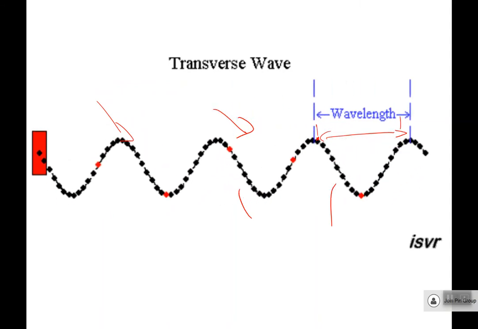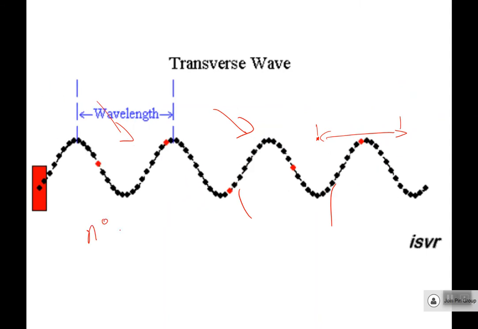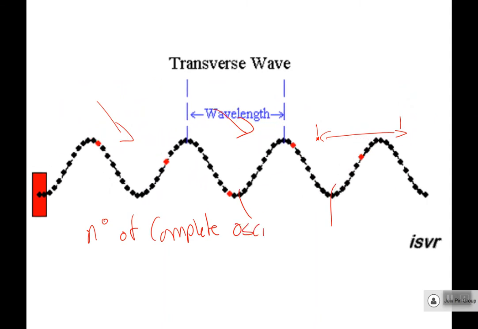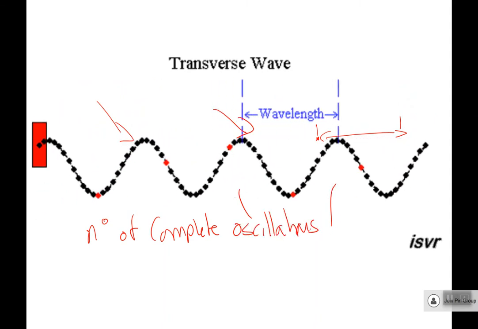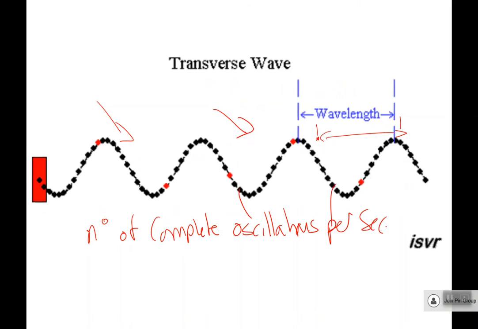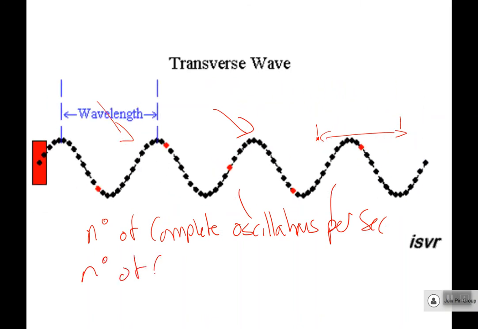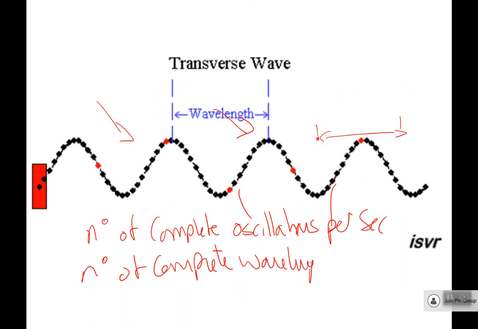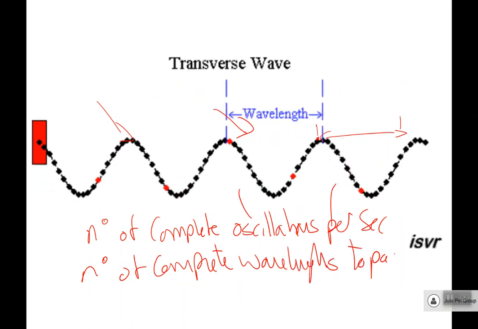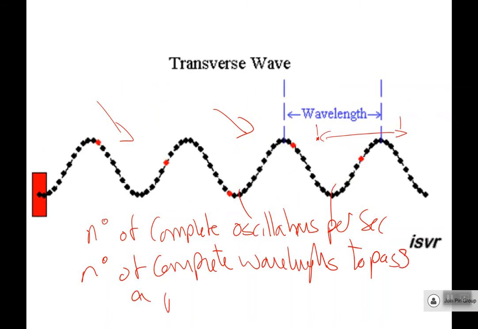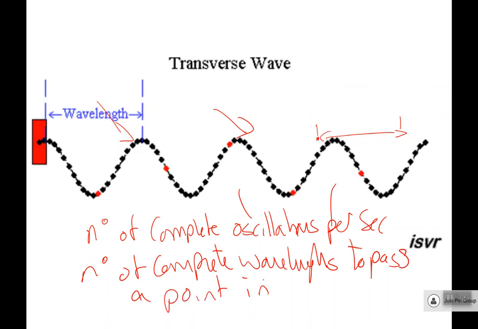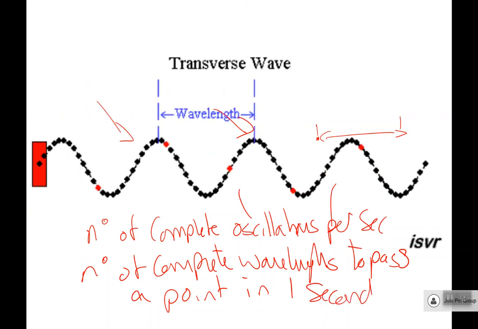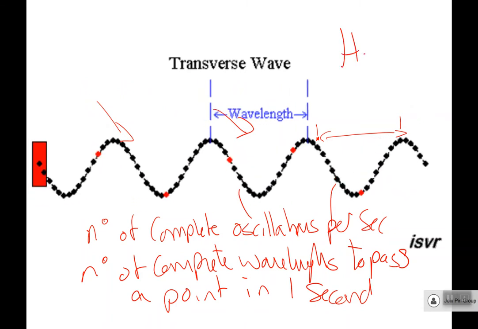So they define frequency as the number of complete oscillations per second, or the number of complete wavelengths to pass a point in 1 second. Frequency is measured in hertz, capital H, little z.